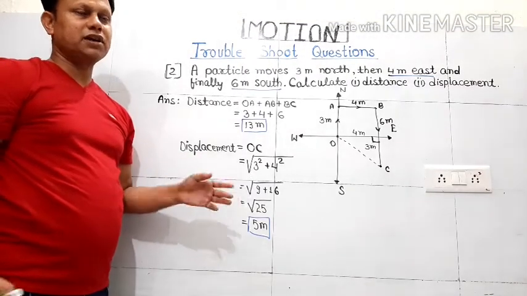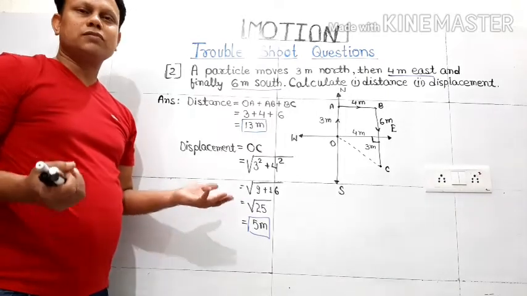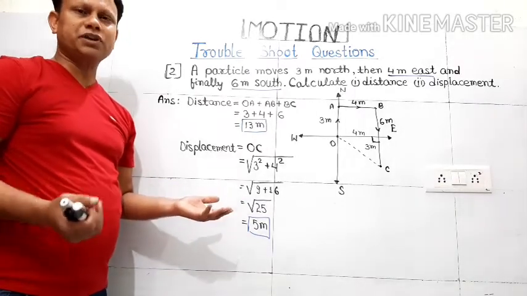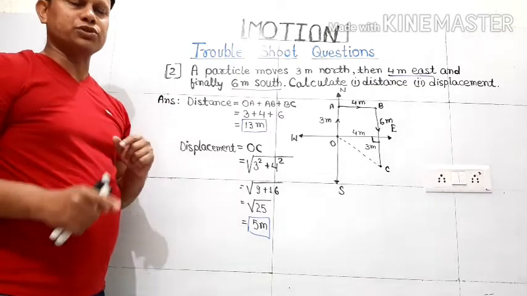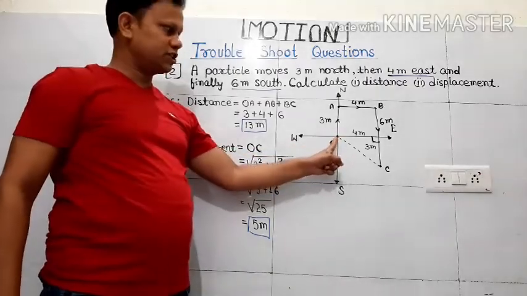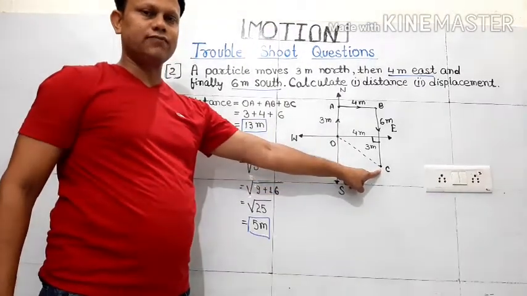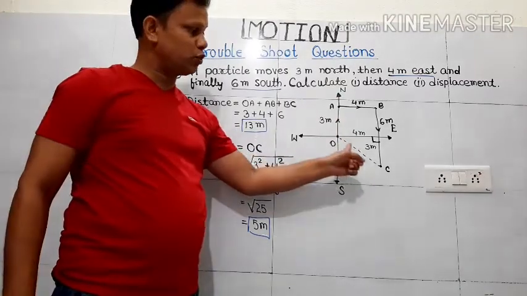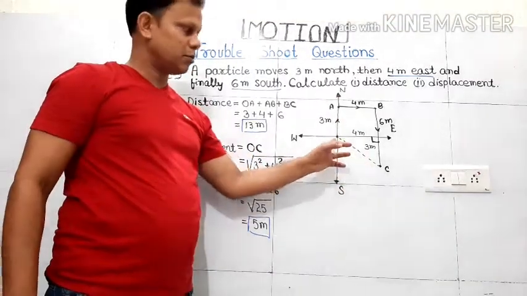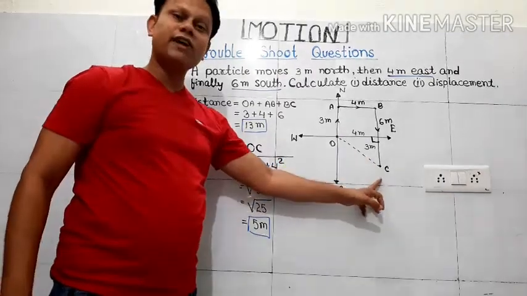Again, displacement doesn't have any concern with the intermediate path. We are only interested in the initial and final position. If you see the diagram, the initial point was this, and finally the body has reached and stopped at C. So we are only interested in which part of the journey? Only the OC. Although it is not a part, we are only interested in the shortest distance between the initial and final position.